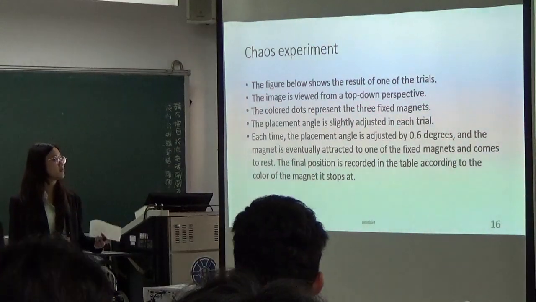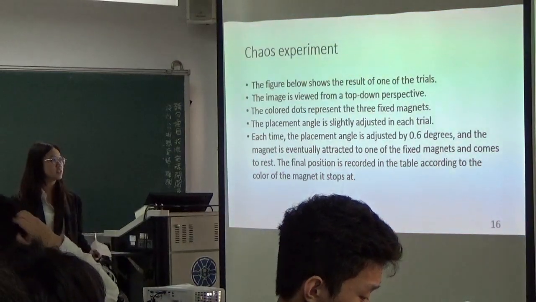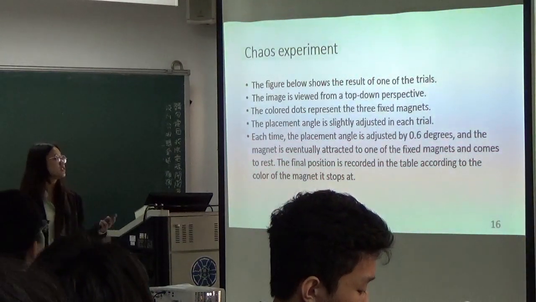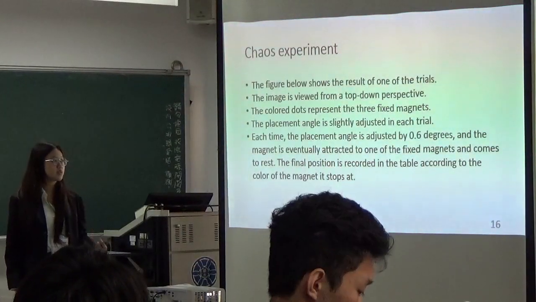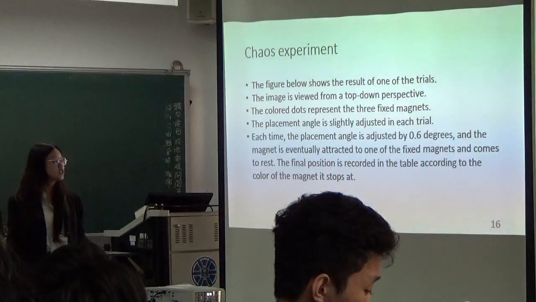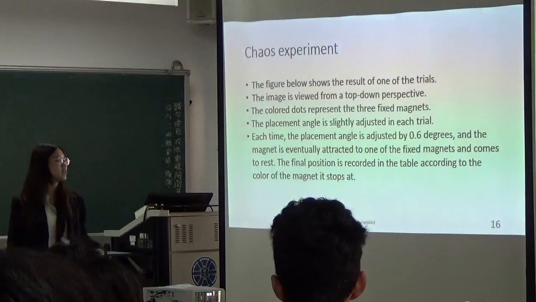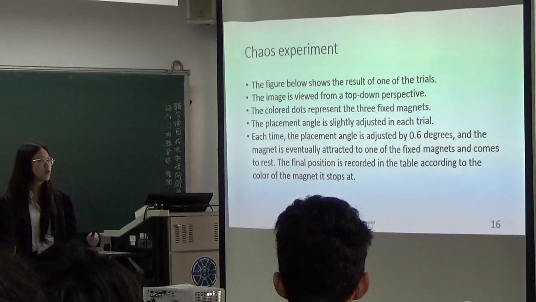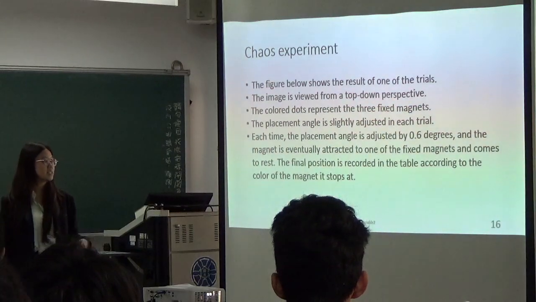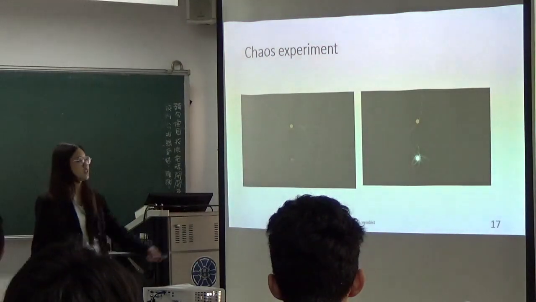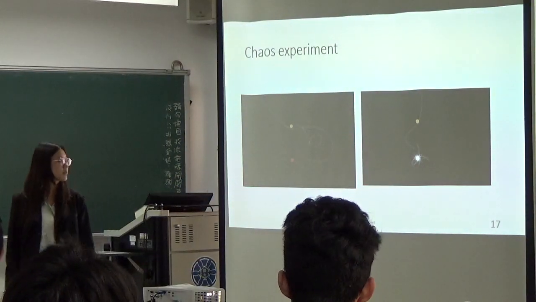The colored dots represent the three fixed magnets. The placement angle is slightly adjusted in each trial. Each time the placement angle is adjusted by 0.6 degrees, and the magnet is eventually attracted to one of the fixed magnets and comes to rest. The final position corresponds to the color of the magnet, just like this picture. It finally attracts to one of the magnets.